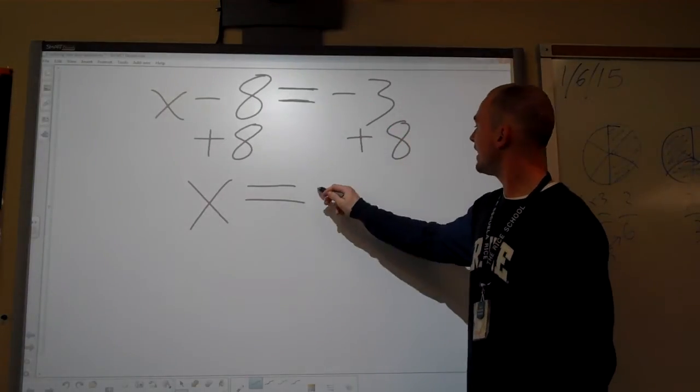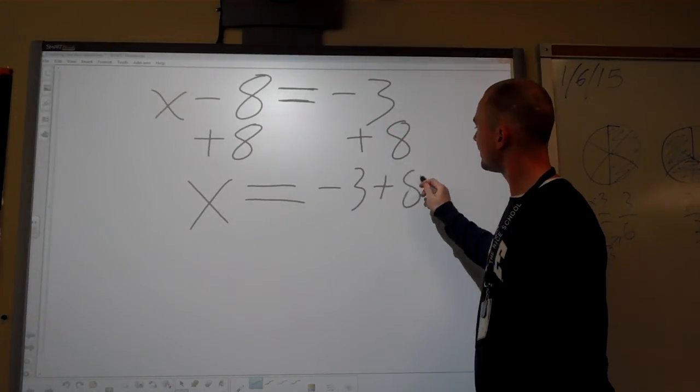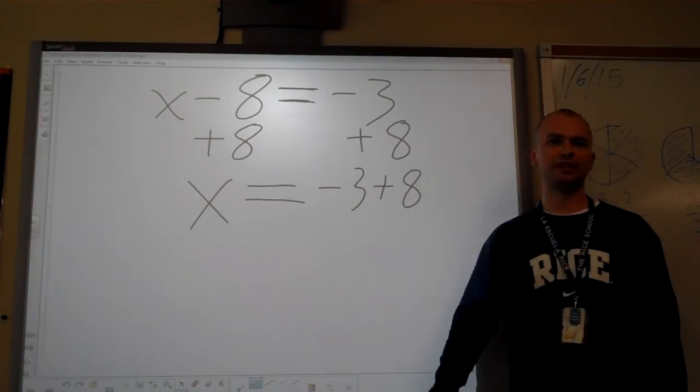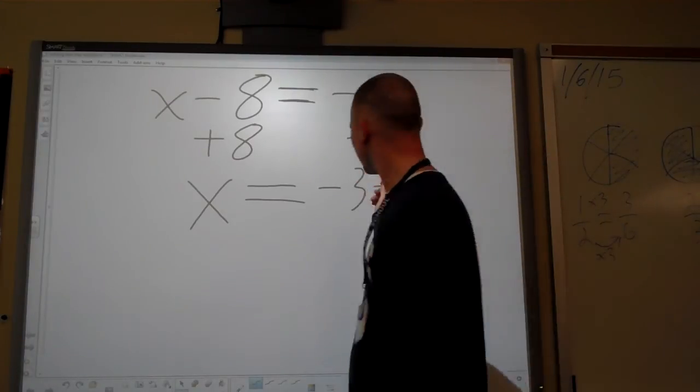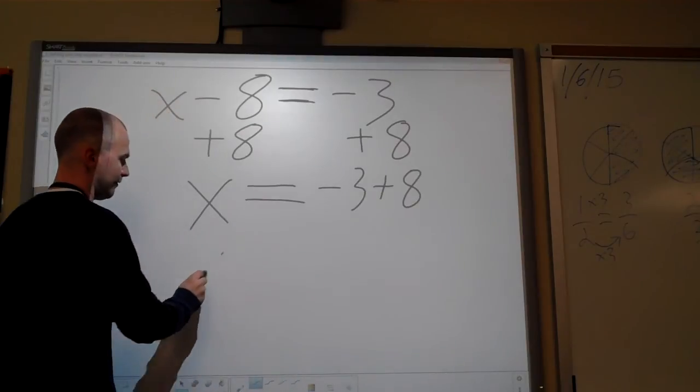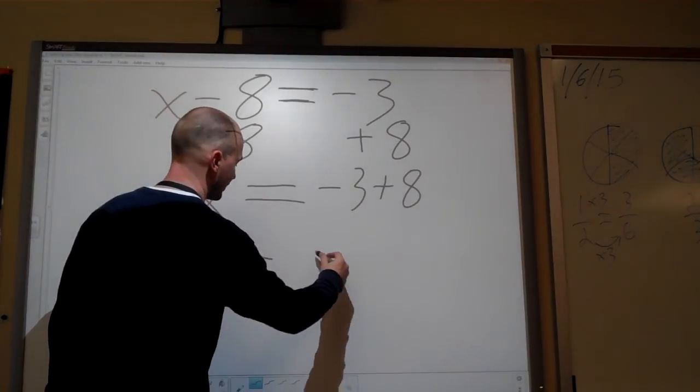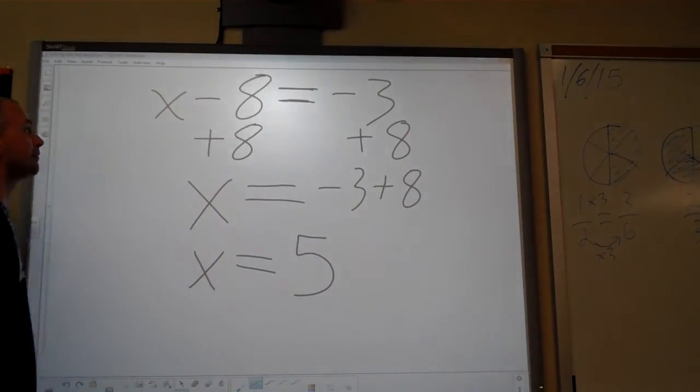x equals negative 3 plus 8. Negative 3, you got a bill for $3, then you get paid $8. So we now have x equals negative 3 plus 8 is 5.